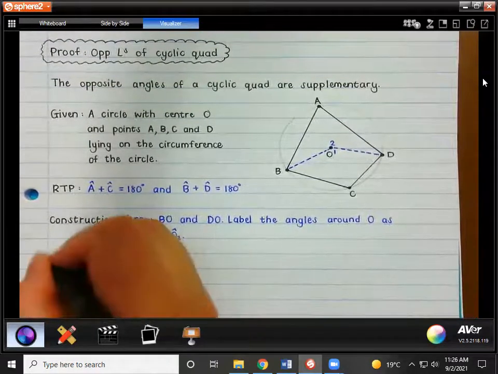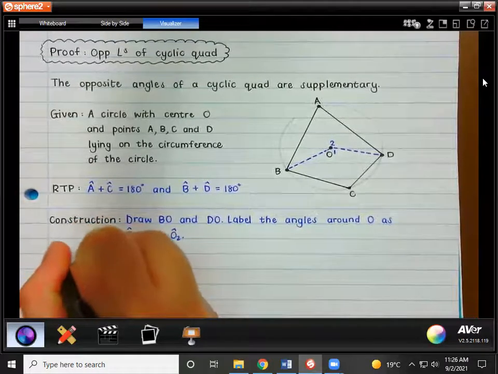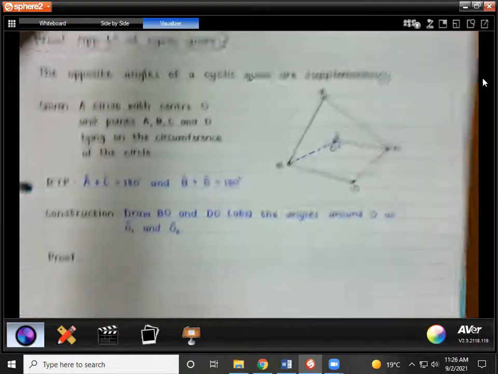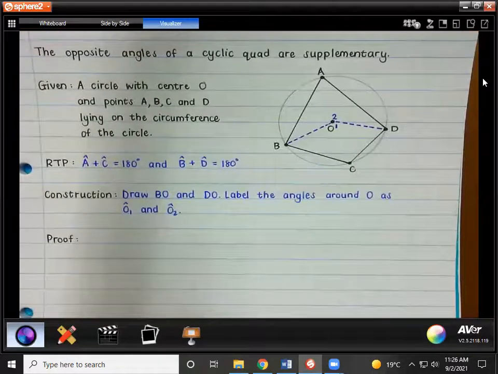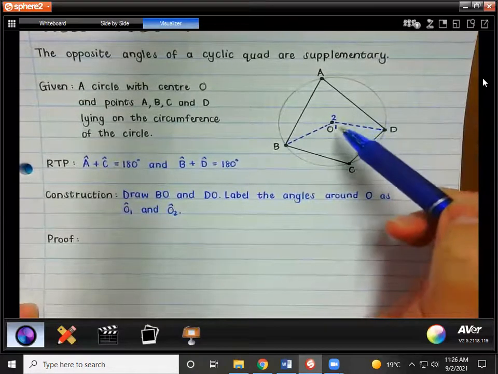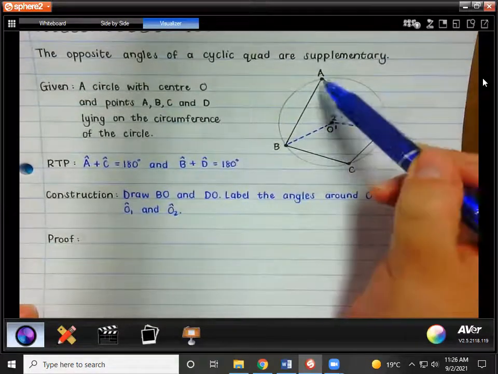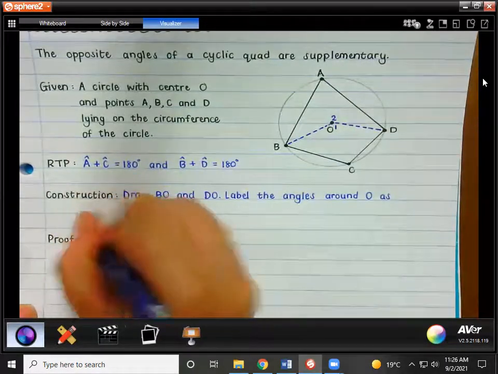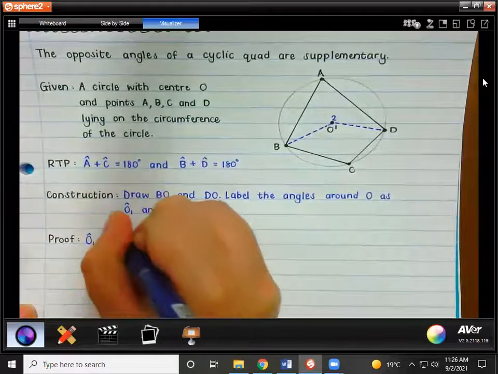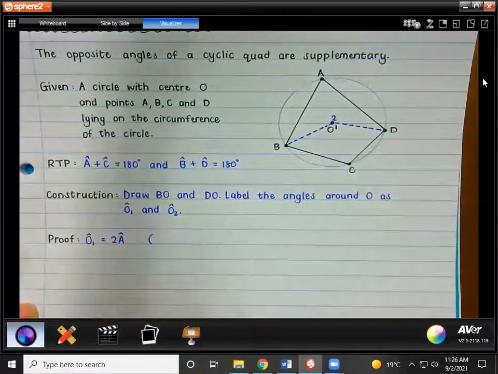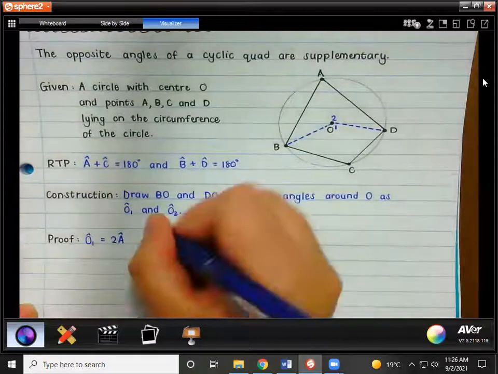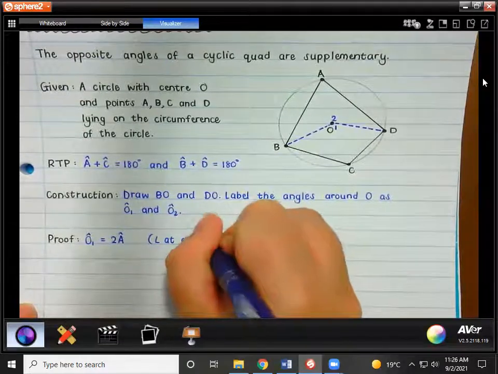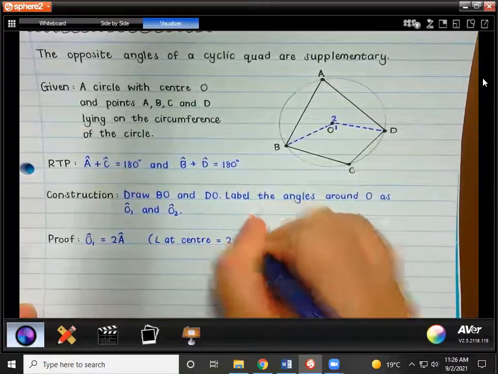Okay, the proof. All right, guys, do we agree that angle O1 is going to be double angle A? Right, that's the first step. O1 is 2 times angle A. What is the reason there? Angle at center equals 2 times angle at circumference.